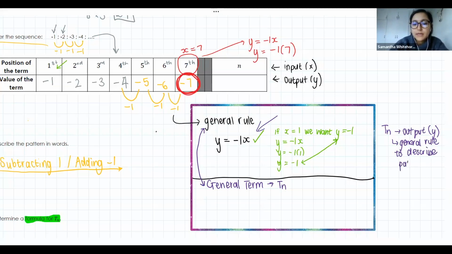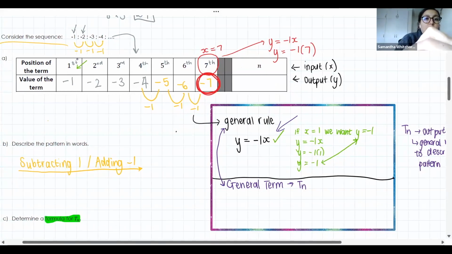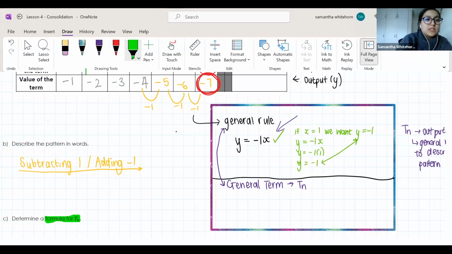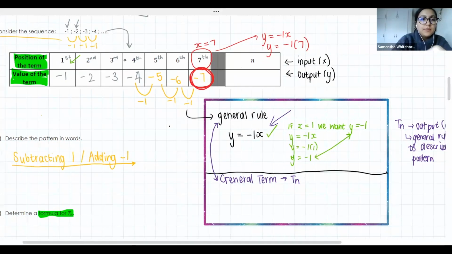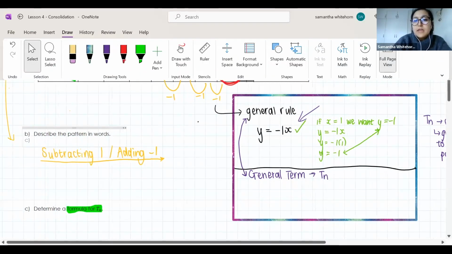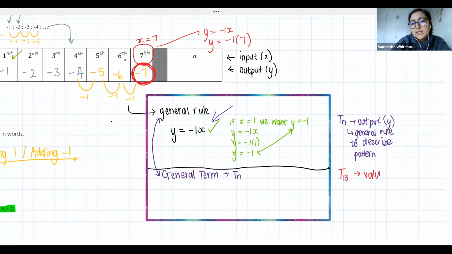Now this TN notation is quite useful when it gets to number patterns, because if we go back up to our table, this TN notation actually allows us to write down the value of the term as well as the position of the term quite easily. For example, if you had something that said T13, if Tn is the general rule, T13 is saying we are looking at the value of the 13th term in the sequence.